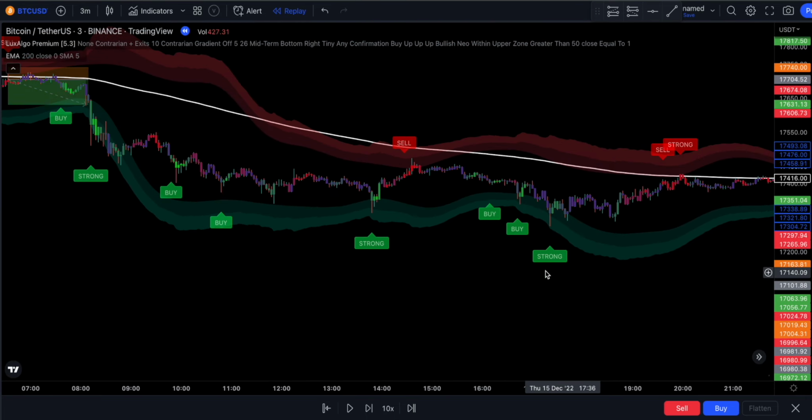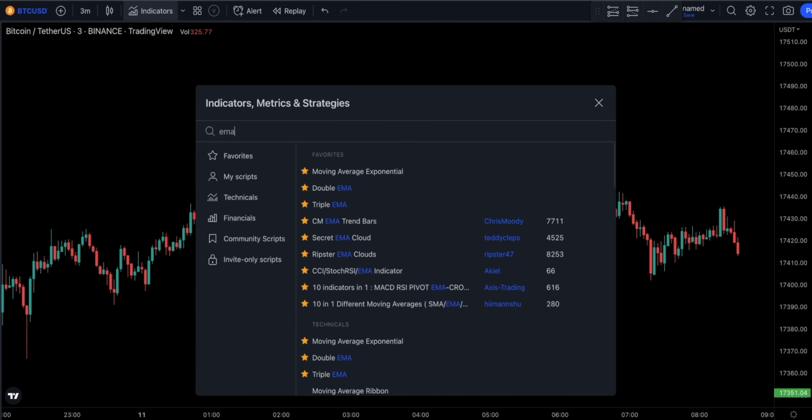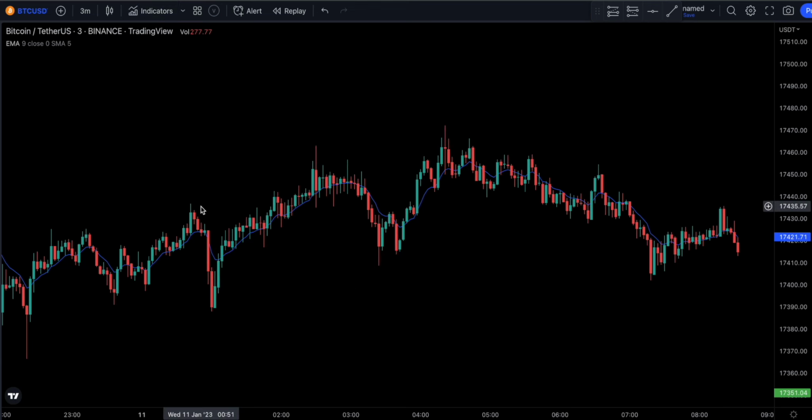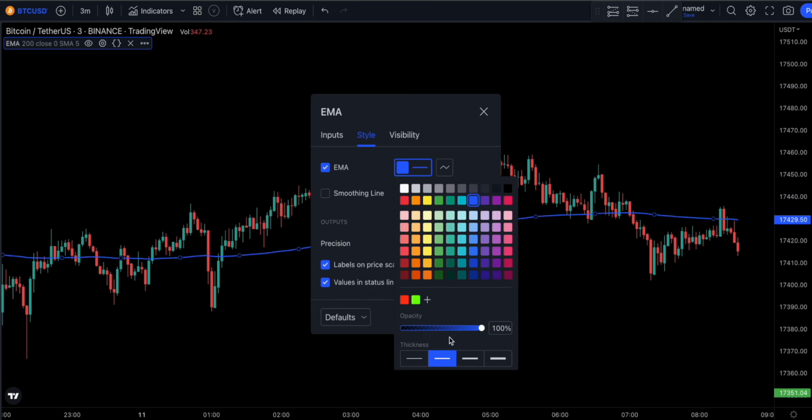Okay, now let us show you how to build this setup. First, log into TradingView and open the charts. Access the indicators menu and search for EMA. Select the exponential moving average indicator. Change its length to 200. Set the color as white.